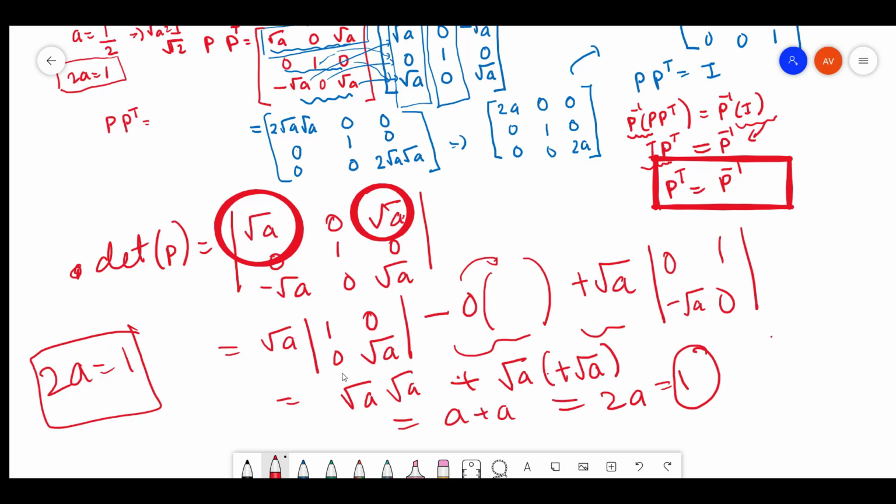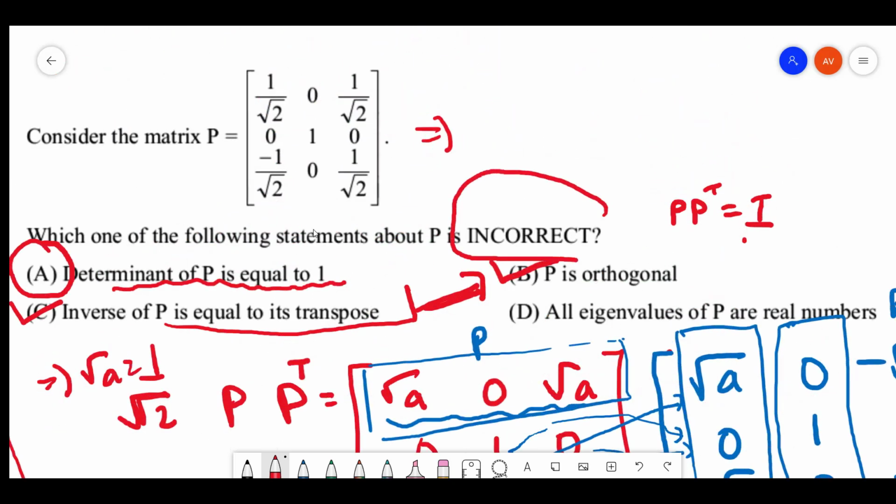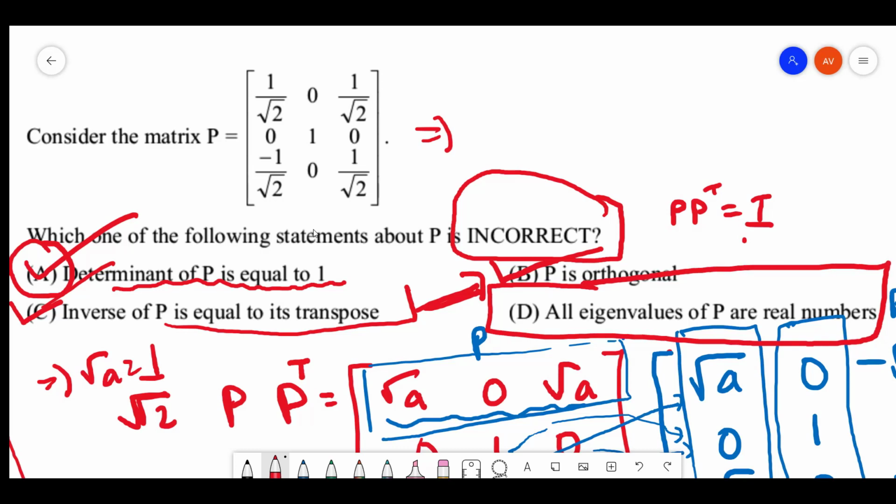So option A is correct, B is correct, and C is also correct. What they are asking is which one is incorrect. That means D has to be incorrect. So your answer is option D.